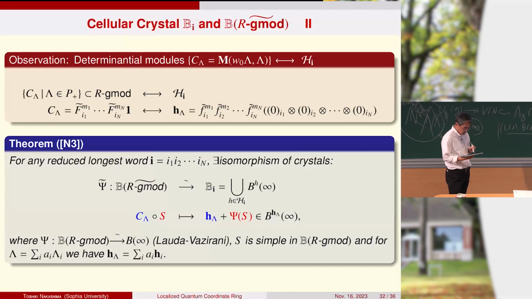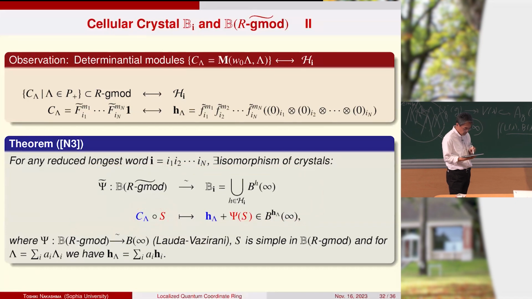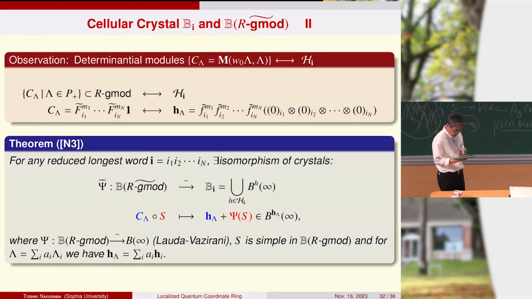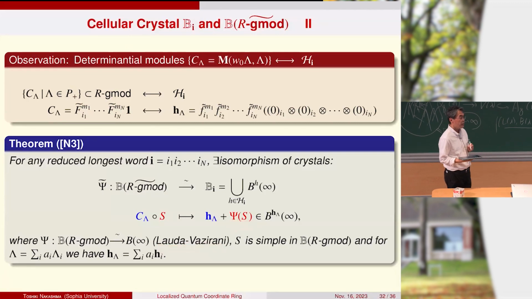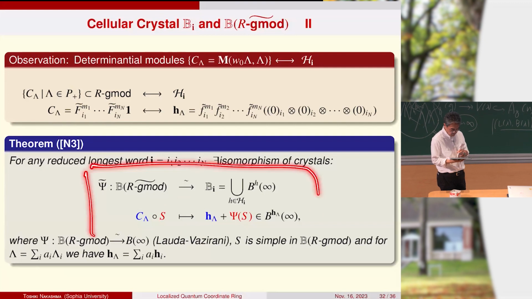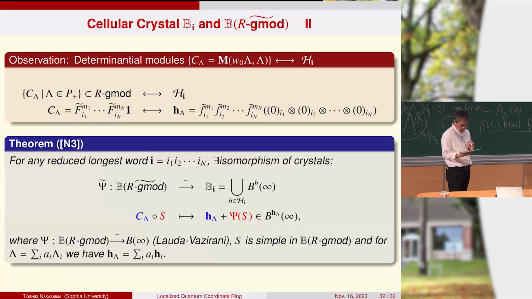Then finally we have the following correspondence. Take simple modules from here, then we send this to here. Psi is defined by Lambda and Bajrani. Here this isomorphism is given by Lambda and Bajrani. So we use this one here, and this one corresponds to here. Then this gives us the isomorphism between the crystal B of the module category and cellular crystals.